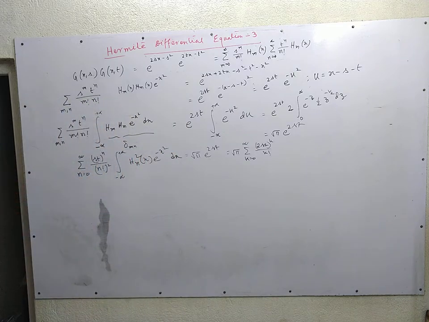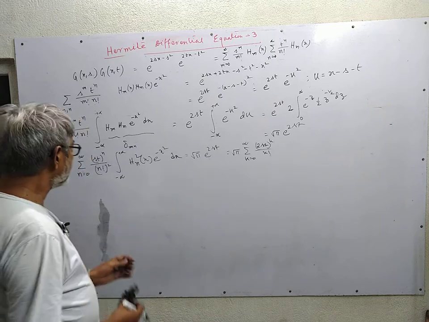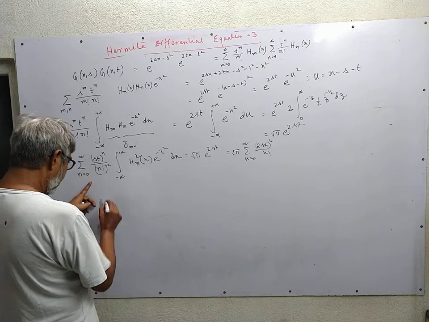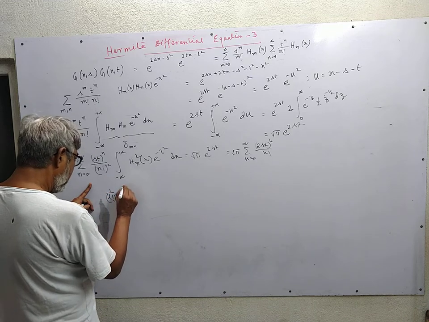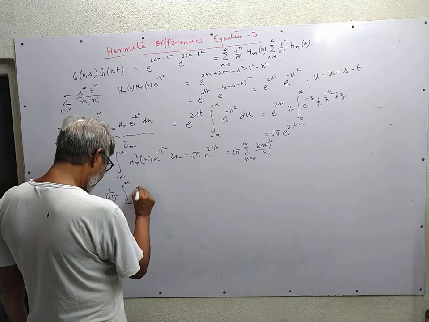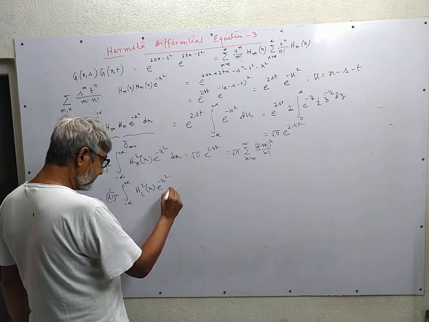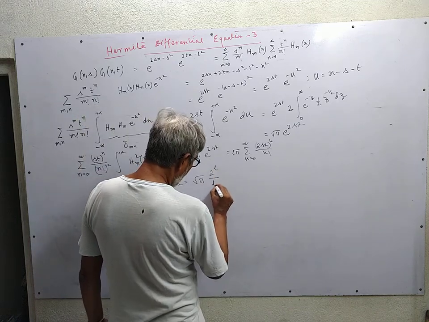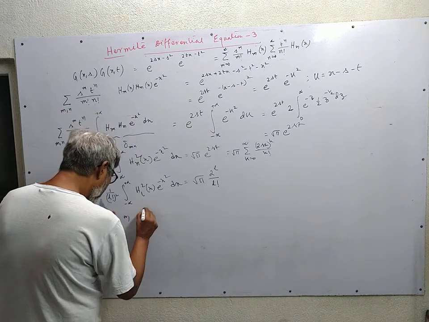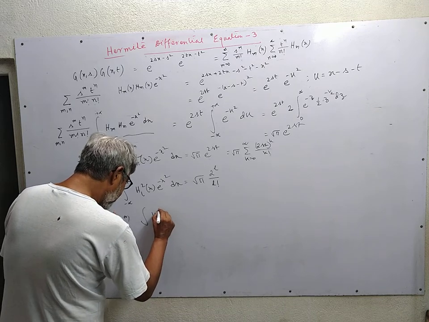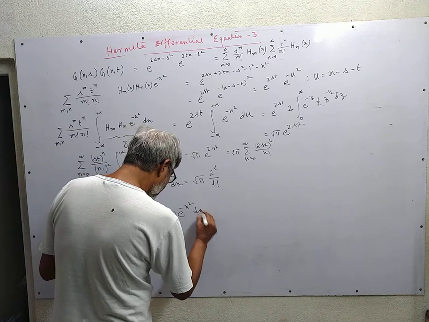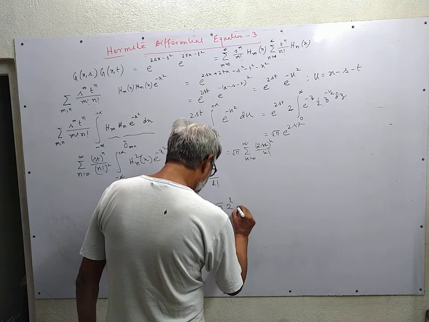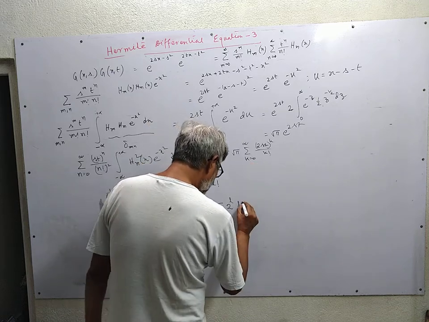K factorial. So if we equate the coefficient of s^k t^l to some particular order, say L, we get on the left hand side 1 upon L factorial square, integral from minus infinity to plus infinity of H_L square of x e to the power minus x square dx, is equal to root pi 2 to the power L L factorial. So this is the normality condition.